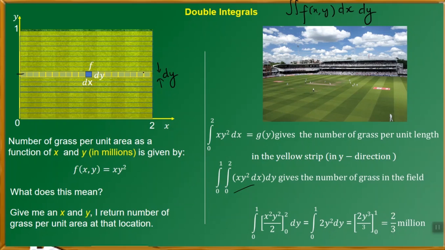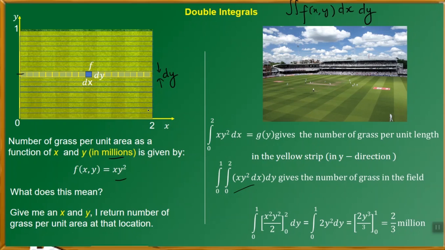So the total number of grass that is present in this complete area is going to be 2 by 3 million, because this was in million. So you have 2 by 3 million grass. So that's what double integration helps you to find out. It helps you to find out the total number given the number present in unit area in terms of your location x and y.